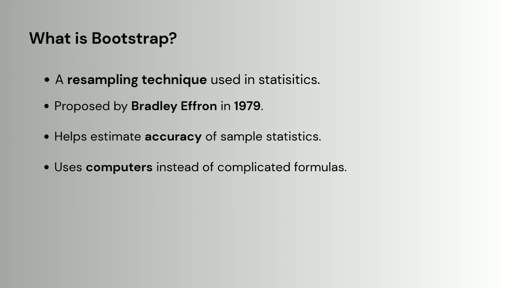Traditionally, statisticians solve this using complicated formulas or strong assumptions about the data, such as assuming it follows a normal distribution. But in many real-world situations, those assumptions don't hold. This is where the bootstrap method comes in. It was introduced by Bradley Efron in 1979 as a way to use computers and resampling to estimate accuracy without relying too heavily on assumptions. So the background is clear. The bootstrap method was developed to give us a flexible, data-driven tool for making inferences when traditional formulas are too rigid or too complex.